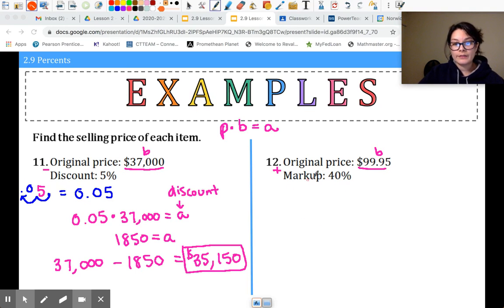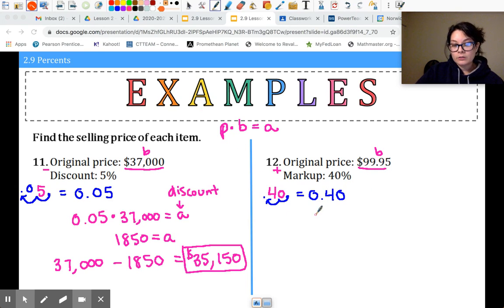Let's do another example. So in this example, it's a markup. So at the end, I'm going to have to add to the original price. But first, I need to figure out what's the amount of markup in terms of dollars. I know the percentage, but I need it as an amount of money. So again, I need to take this percent of 40. There's an understood decimal here. Move it 2 places to the left. This makes this a 0.40 or 0.4.